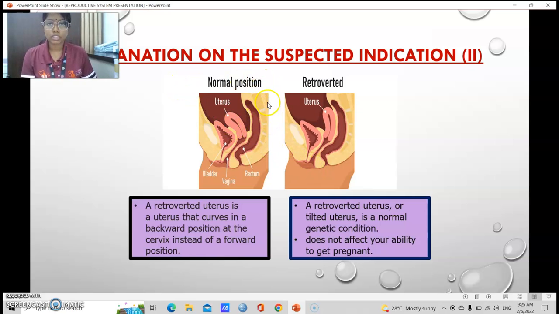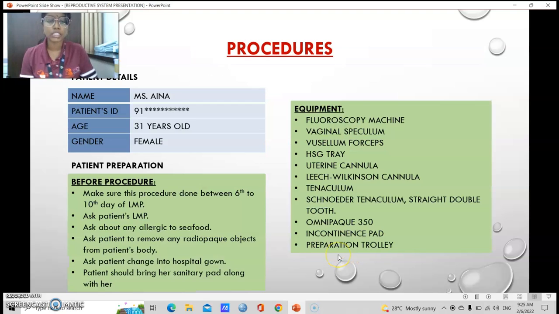Explanation on the suspected indication again. This is the normal position of the uterus, and here is the retroverted uterus. That means the uterus is moved backward. A retroverted uterus is a uterus that curves in a backward position at the cervix instead of a forward position. A retroverted or tilted uterus is a normal genetic condition that does not affect your ability to get pregnant.